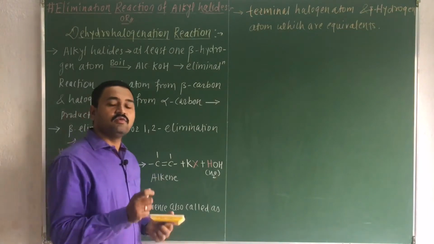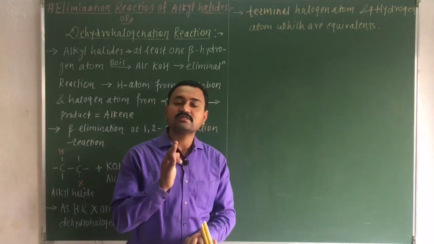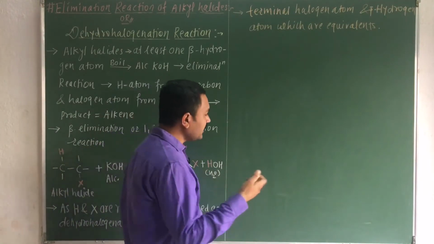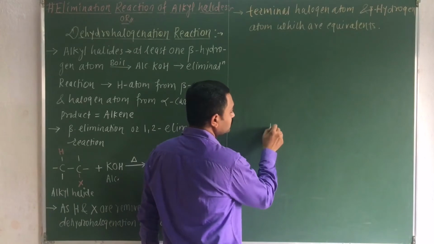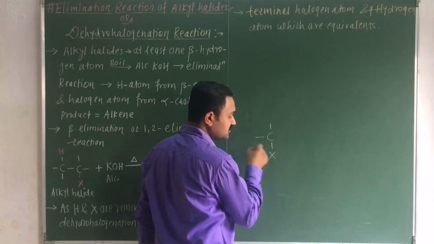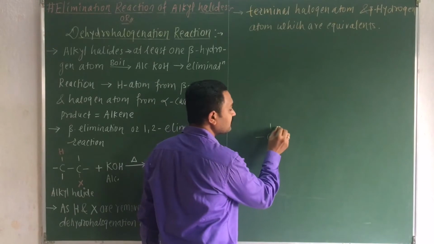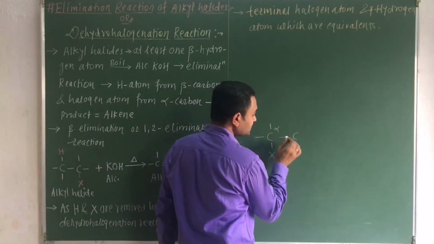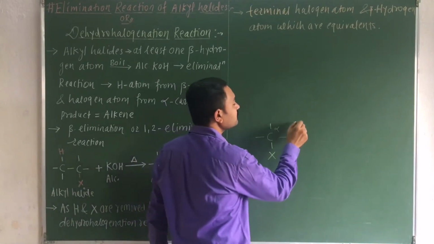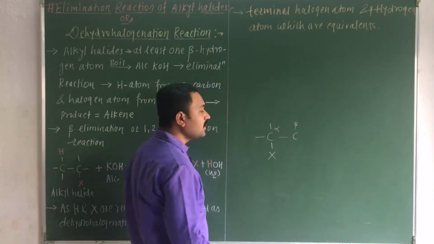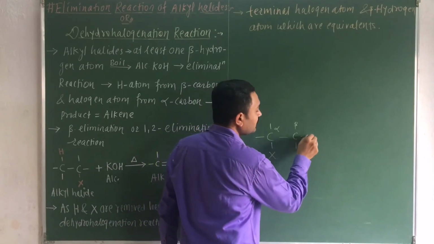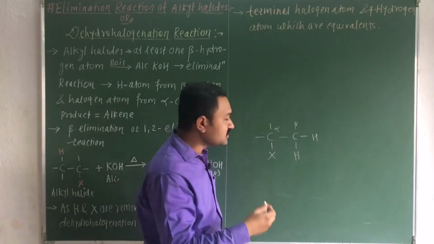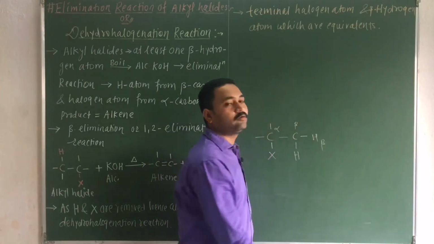The first thing is we must know what is an alpha carbon atom, what is a beta carbon atom, and what is a beta hydrogen atom. Suppose I have taken the carbon atom to which a halogen atom is present; that particular carbon atom is known as an alpha carbon atom, and any carbon atom which is attached to the alpha carbon atom is known as a beta carbon atom. Then if a hydrogen atom is attached to that beta carbon atom, that hydrogen atom is known as a beta hydrogen atom.